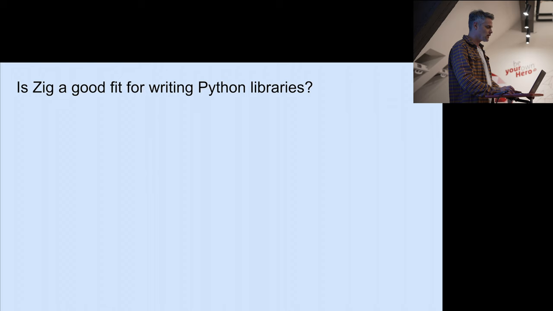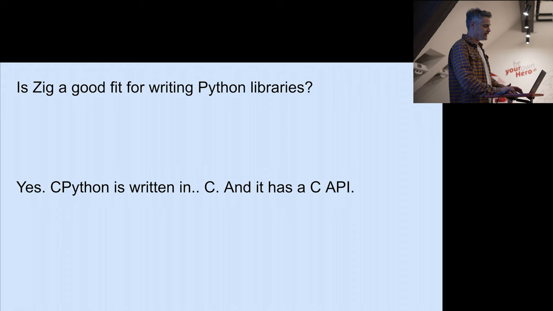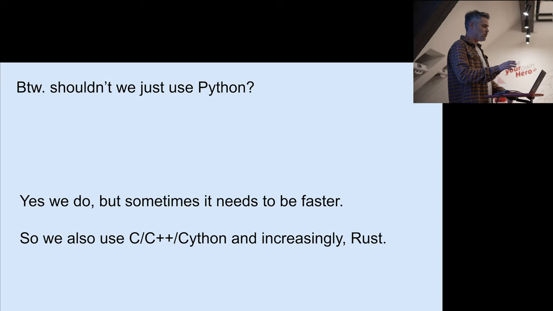So is Zig a good fit for writing Python libraries? I think the answer is yes, and it comes down to one simple reason, that CPython is written in C, and it has a C API. Just to answer, why wouldn't you write Python libraries in Python? Well, of course, that also happens, but sometimes we need more performance.